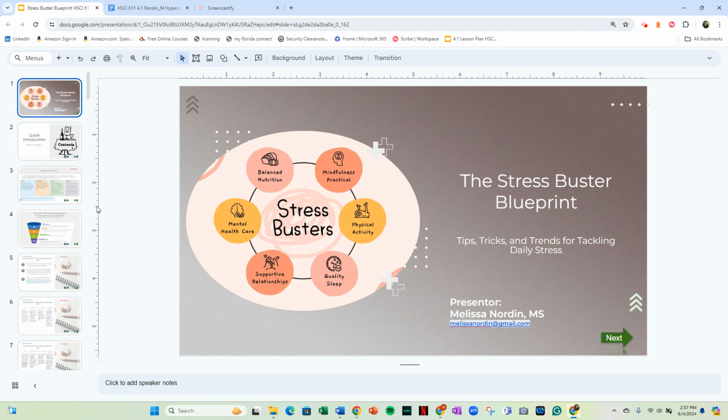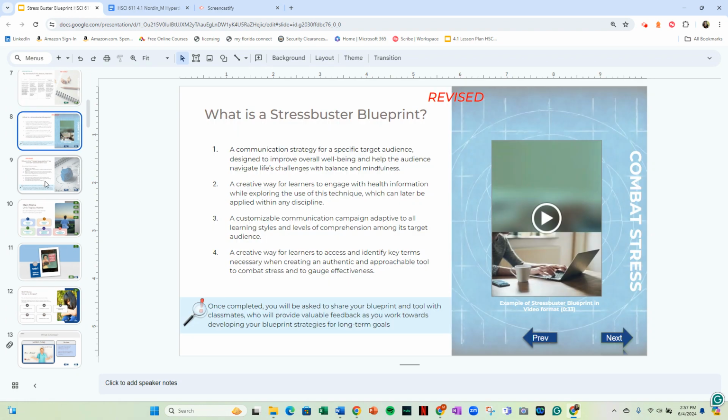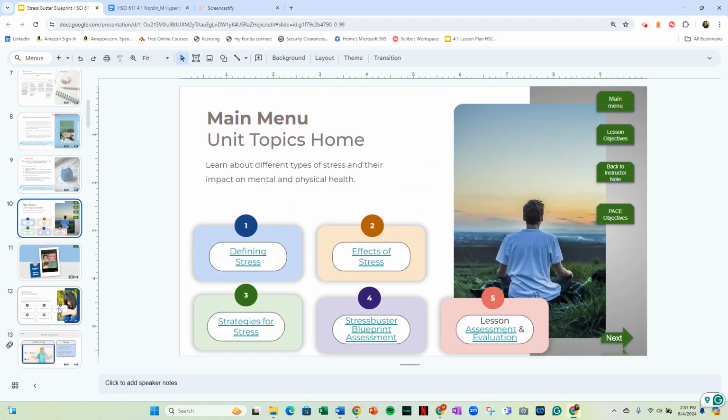The Stressbuster Blueprint unit I've created is comprised of three sections. It's got a little more again of the blueprint and your target audience. The first unit will be defining stress. The second is the effects of stress, the physiological aspects. The third will be those strategies we discussed. And then the fourth will be a little bit more about a blueprint.